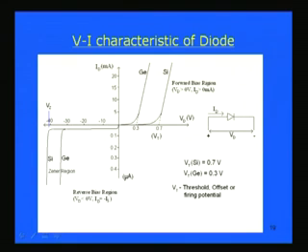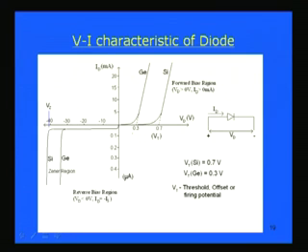Now, if we observe the volt-ampere characteristic, the VI characteristic of a diode, this plot will show both the reverse bias as well as the forward bias characteristic for two materials, germanium and silicon. This plot will be explaining that.